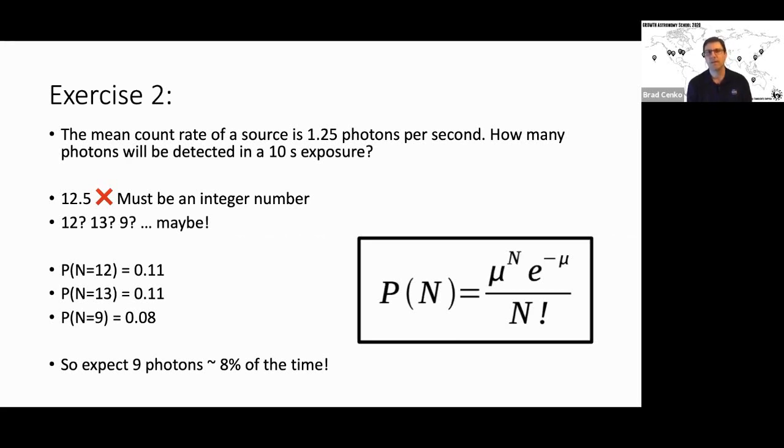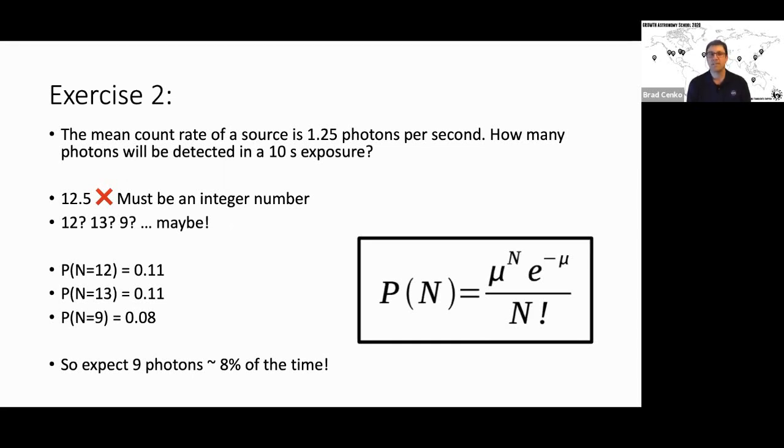So you say, okay, well, maybe we'll see 12, maybe we'll see 13, maybe your answer is 9. The honest answer to all of these is maybe. It's a probabilistic statement. So the probability of seeing exactly 12, given this mean number of 12.5, you can calculate using the formula here. That turns out to be about 11%. The probability of seeing 13 also turns out to be 11%.